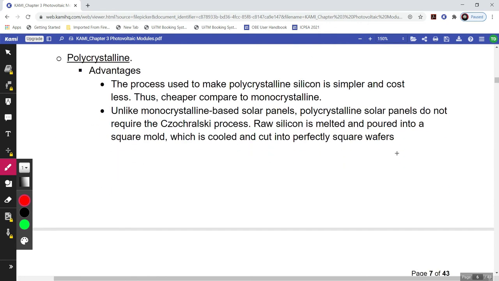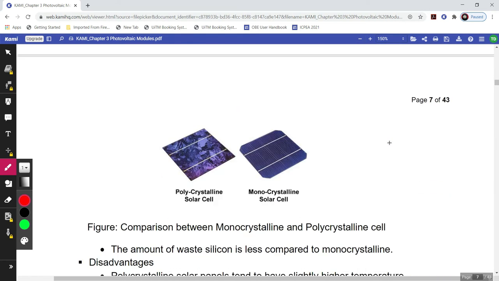Okay, next PV module we call polycrystalline. The advantages is the process used to make polycrystalline silicon is simpler and cost less, thus cheaper compared to the monocrystalline. Okay, they then use this Czochralski process. So they use raw silicon, which is melted and poured into a square mold, which is cooled and cut into a perfectly square wafer. Okay, so they use a square mold and then they trim to the square shape.